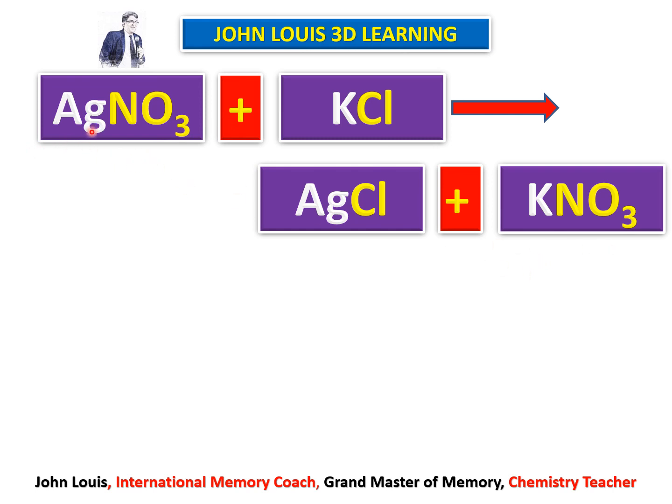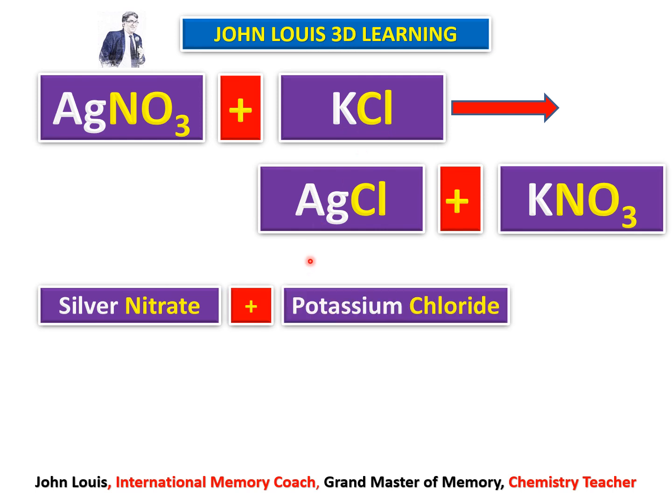What is Ag? Silver. What is NO3? Nitrate. We know valency of silver is 1, nitrate is 1. That is why it is Ag1, NO3 1. But 1 we need not write, therefore we got AgNO3 here. Therefore this is silver nitrate. So potassium chloride. K is potassium, Cl is chloride, therefore potassium chloride. See, already you know how to write the formula, so I don't want to explain it again and again.